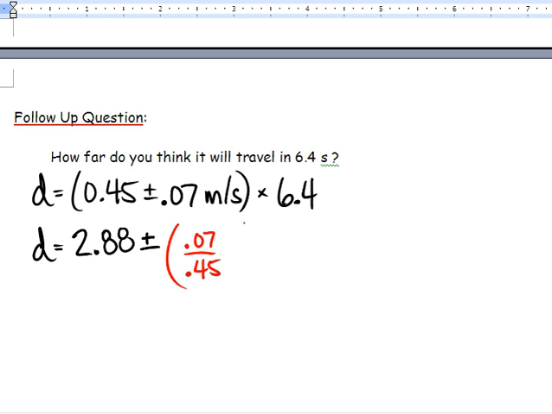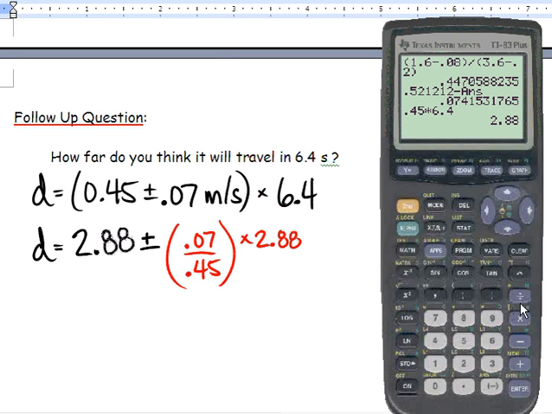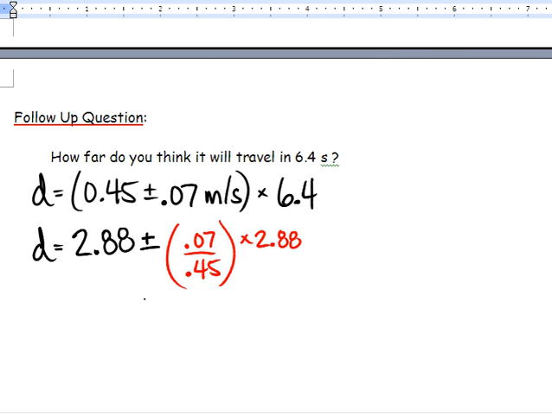We have no other uncertainties to add to that, so we can close off the bracket, and then we have to remember to multiply by this original answer, which was 2.88. Let's try that out. 0.07 divided by 0.45. There it is. Multiplied by 2.88 gives 0.448. So it's looking like that's my uncertainty.